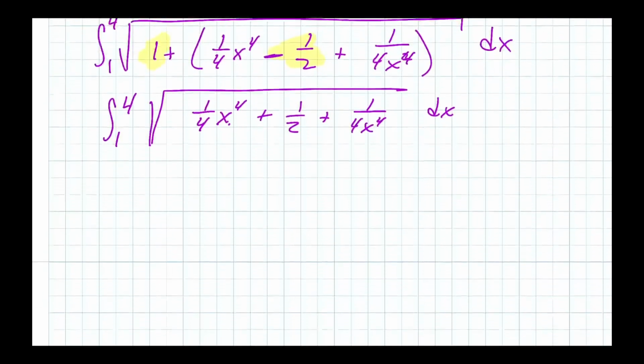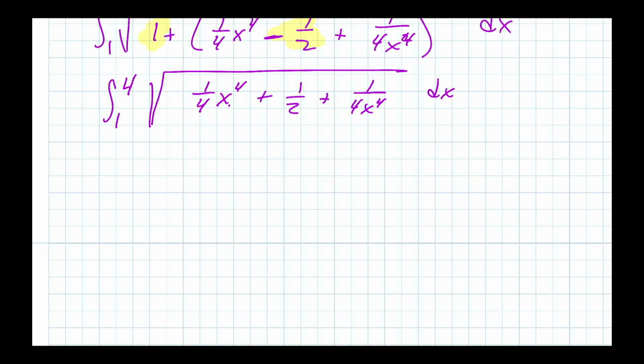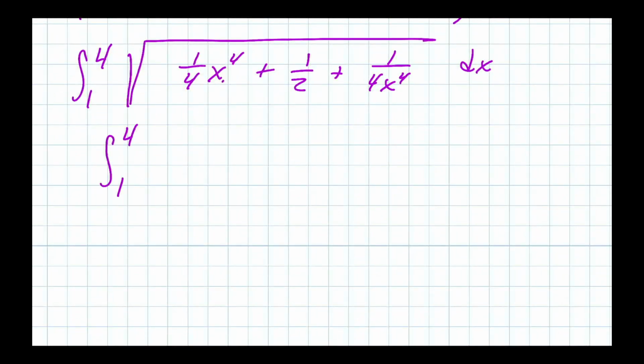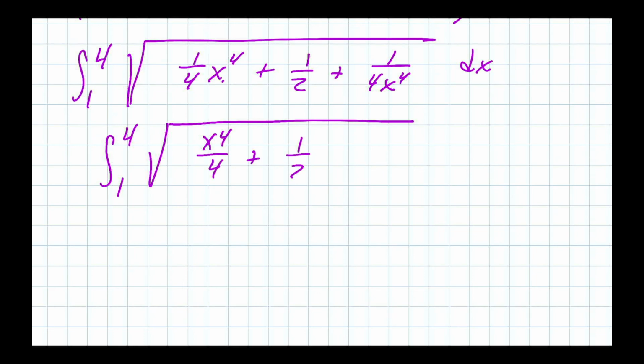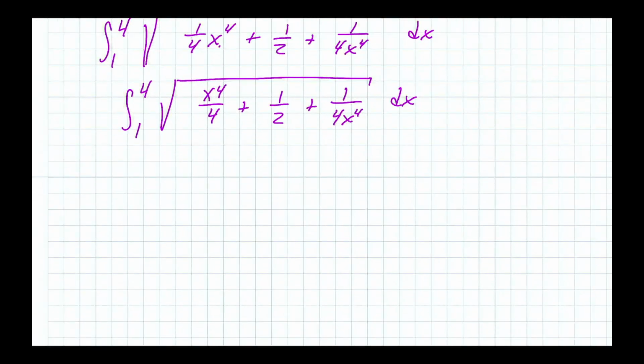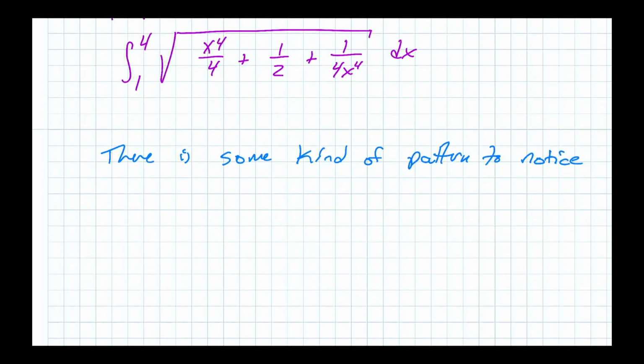Okay, now this right here is something that you should start to recognize because this is a very common trick on these types of problems. I'm going to rewrite this. This is x to the fourth over 4 plus a half plus 1 over 4x to the fourth. And what you might look at this and recognize is that there's some kind of pattern to notice.